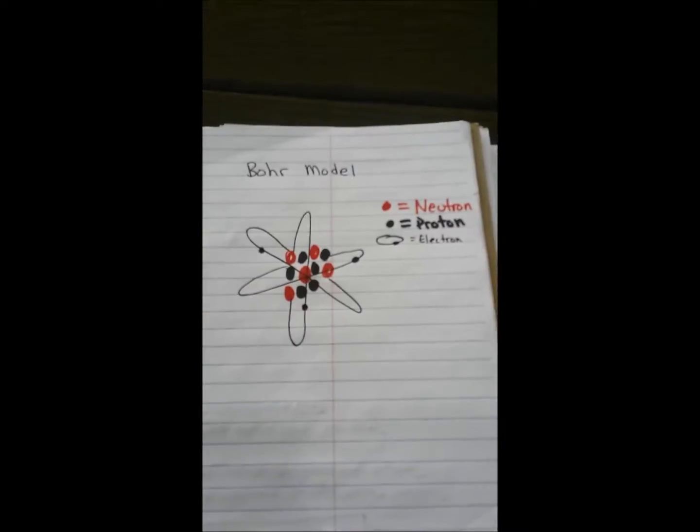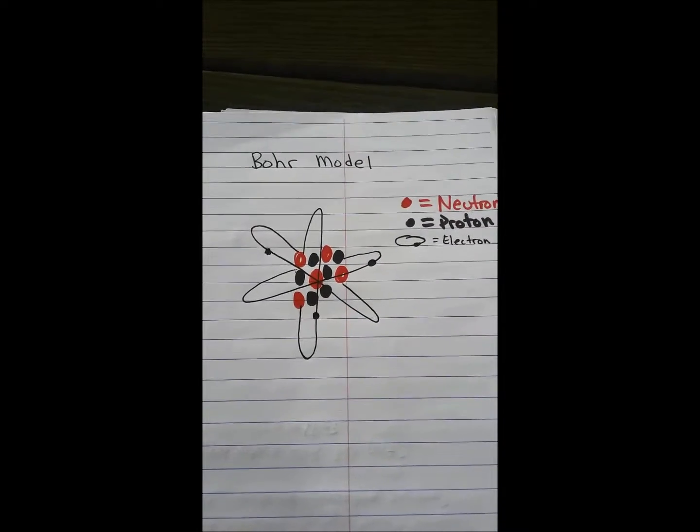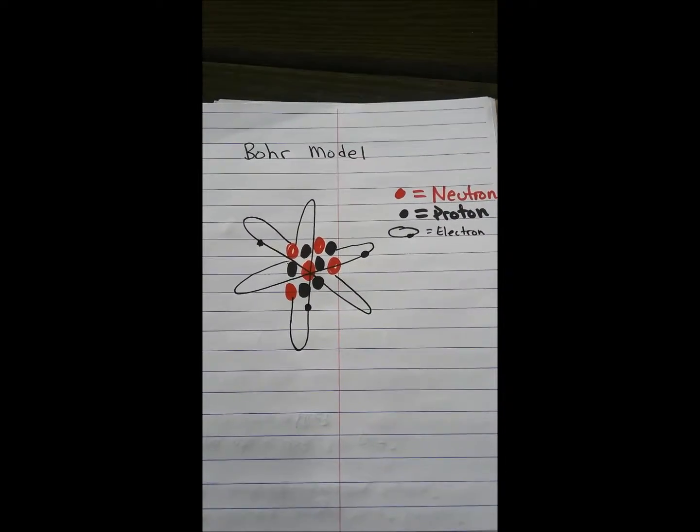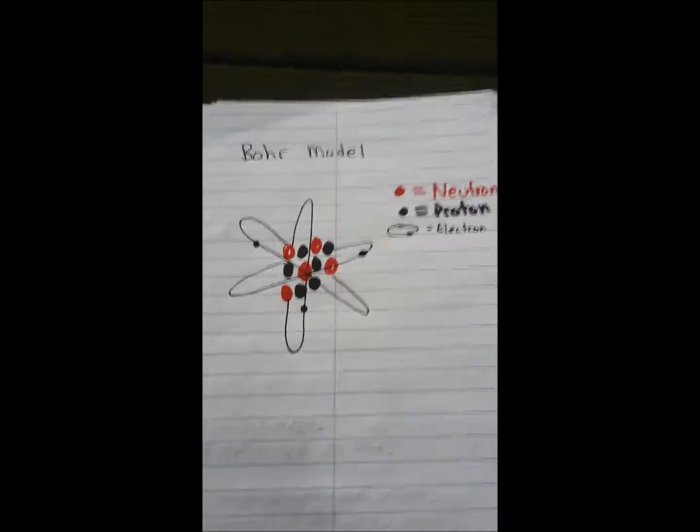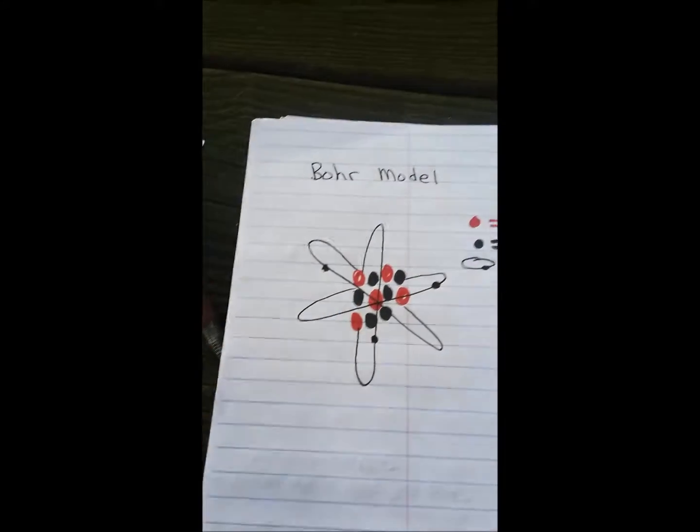So the next thing we will be talking about is the Bohr model of atomic structure. And I'll write it out for you here. The model that we will be talking about that will describe the atomic structure that we are interested in is called the Bohr model. And I have a representation of what it looks like here.